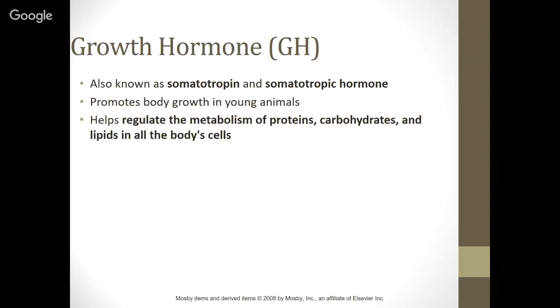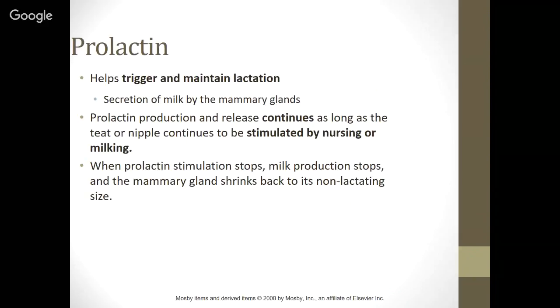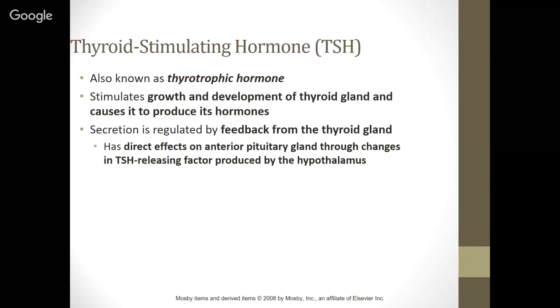Growth hormone is also known as somatotropin or somatotropic hormone. It promotes body growth in young animals, and it helps to regulate the metabolism of proteins, carbohydrates, and lipids in all the body's cells. Prolactin helps trigger and maintain lactation. It causes the secretion of milk by the mammary glands. Prolactin production and release continues as long as the teat or nipple continues to be stimulated by nursing or milking. When prolactin stimulation stops, then milk production stops, and the mammary gland shrinks back to its non-lactating size.